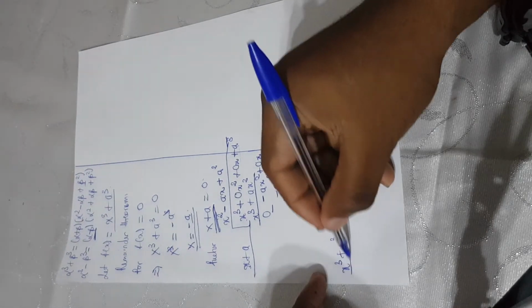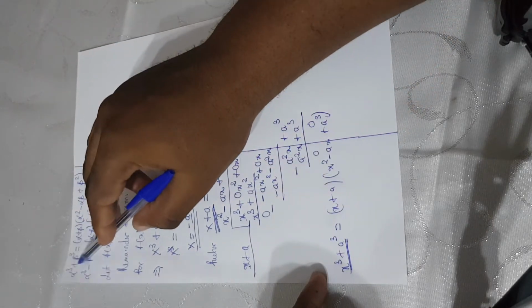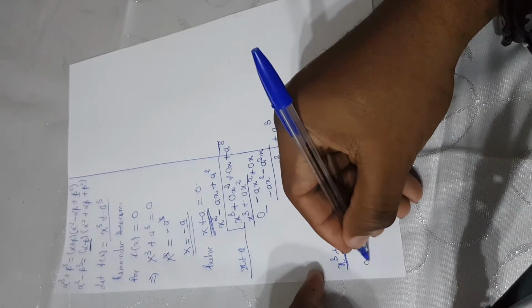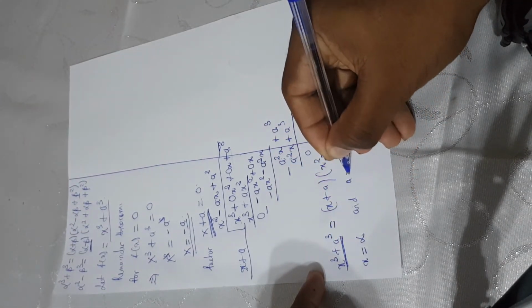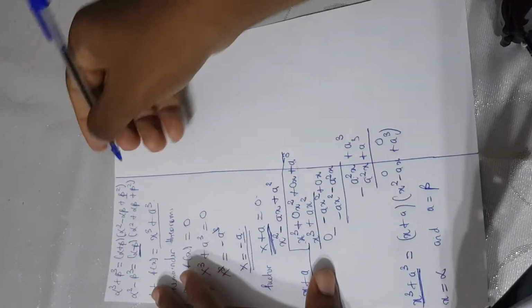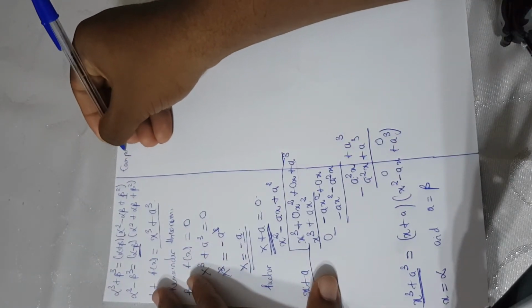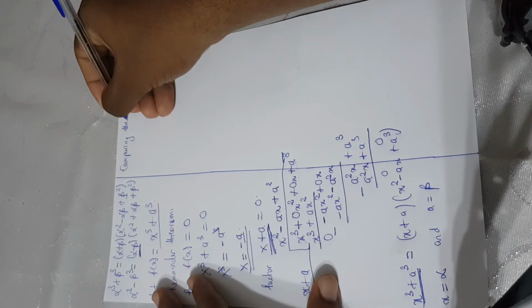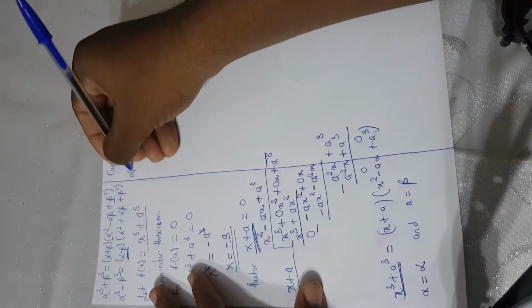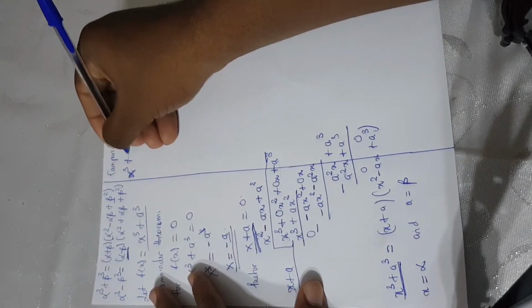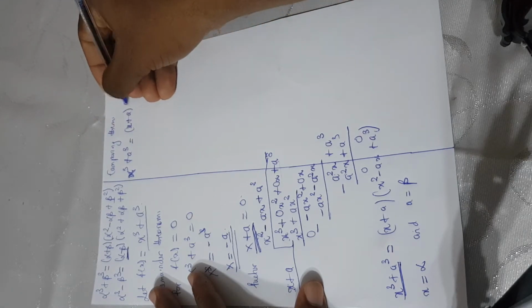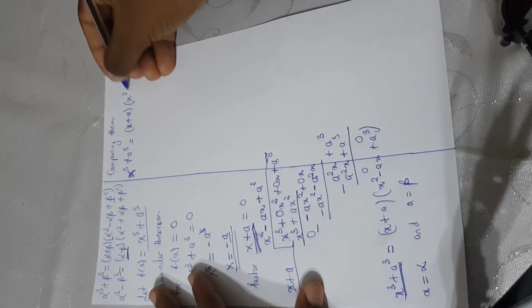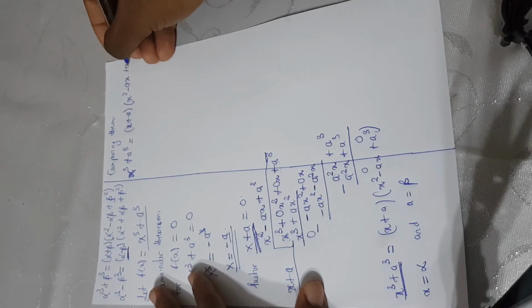Now, I can do the same and compare it with this one. If I say that x is equal to alpha and a is equal to beta, then comparing them, I see that x cube plus a cube is equal to x plus a into x squared minus ax plus a squared.